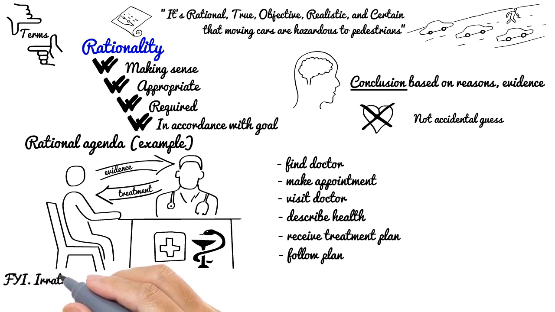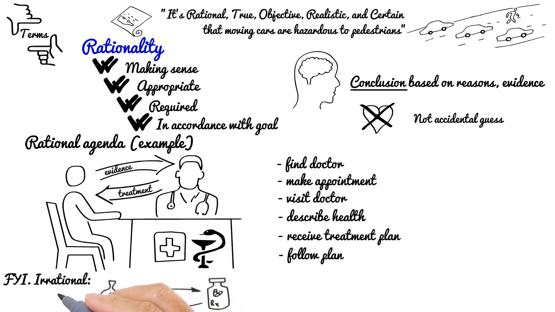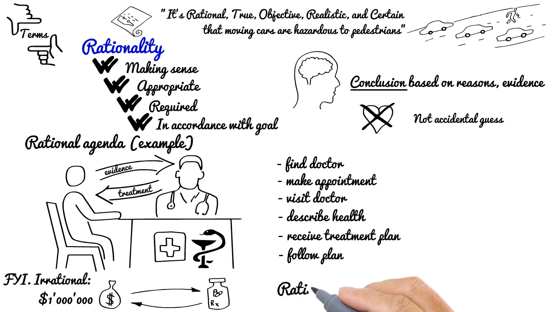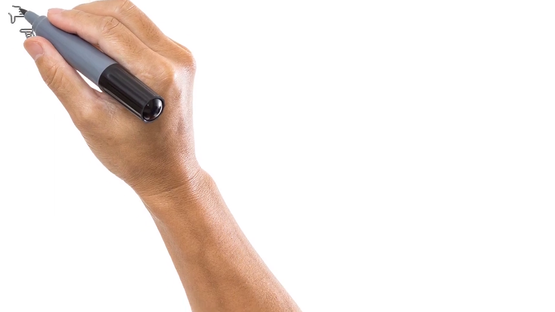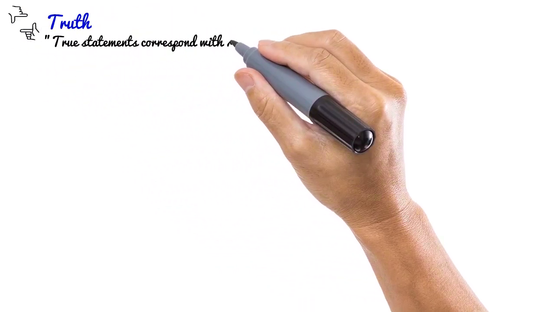But it's kind of irrational if you would buy supposedly needed medicine right in a doctor's office for the amount of your whole annual income, without verifying how proper the price is for such medicine, or without checking for a second opinion with another doctor to be sure that there are no other cheaper alternatives to reach the same result. Rationality is needed and claimed for scientific thinking and methods. The next term is truth. True statements correspond with reality.